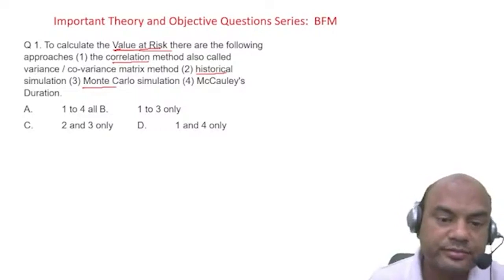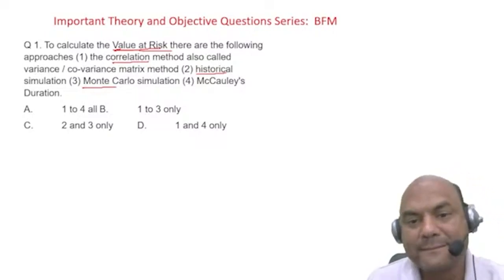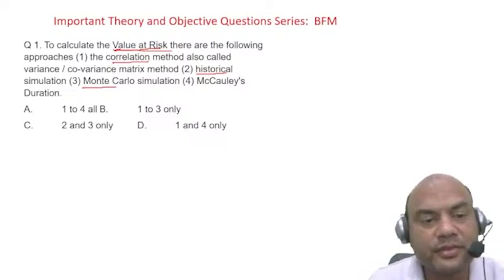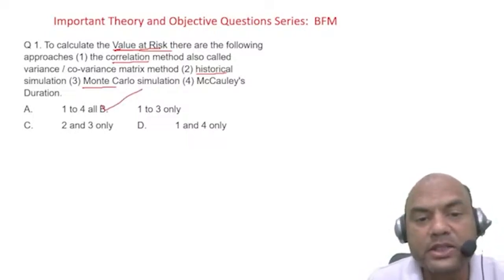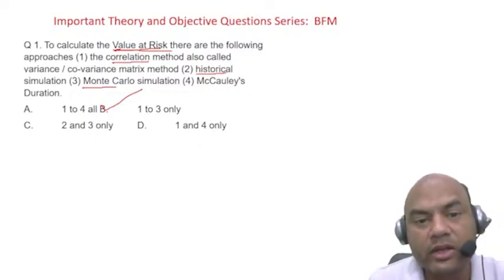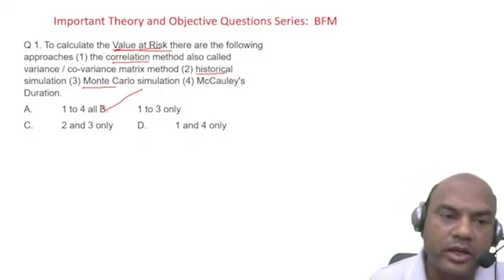Now think. Think over it, everyone. It is B, 1 to 3 only. Macaulay's duration is not considered in value at risk. Okay. For calculating VAR, we don't consider Macaulay duration; we consider correlation, historical simulation, and Monte Carlo.